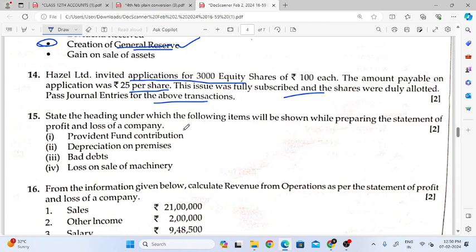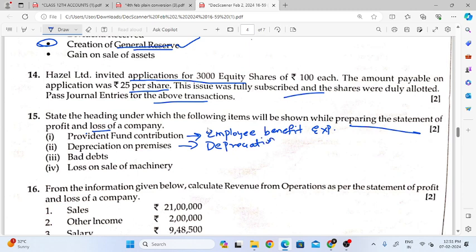State the heading under which the following items will be shown while preparing the statement of profit and loss of a company. Provident fund contribution is given for the employees, so it is going to go under employee benefit expense. Then depreciation on premises is depreciation and amortization expense. Under this head it is going to go depreciation and amortization. Then bad debts is under other expenses. Then loss on sale of machinery is also other expense.